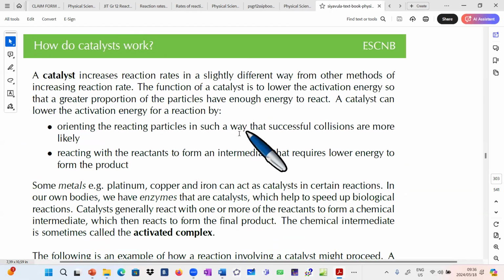So how do catalysts work? A catalyst increases reaction rates in a slightly different way from other methods of increasing reaction rate. The function of a catalyst is to lower the activation energy so that a greater proportion of particles have enough energy to react.